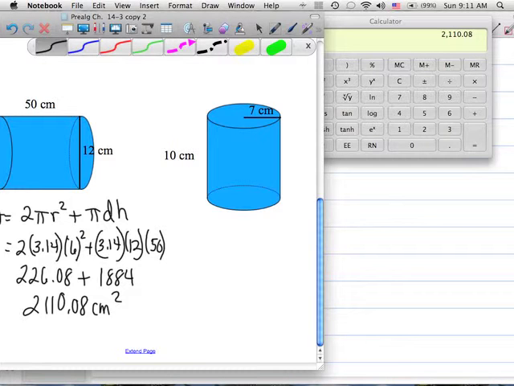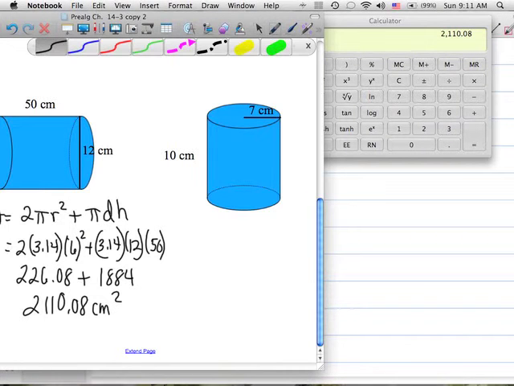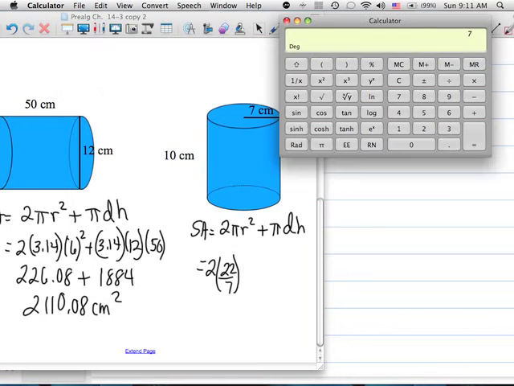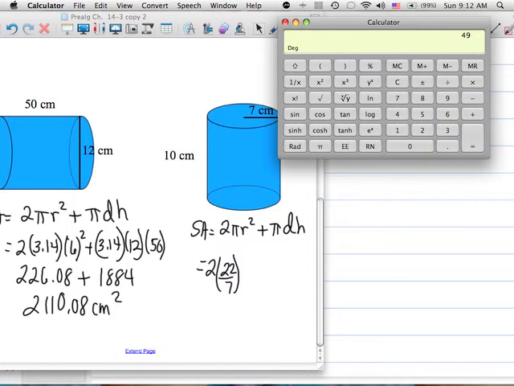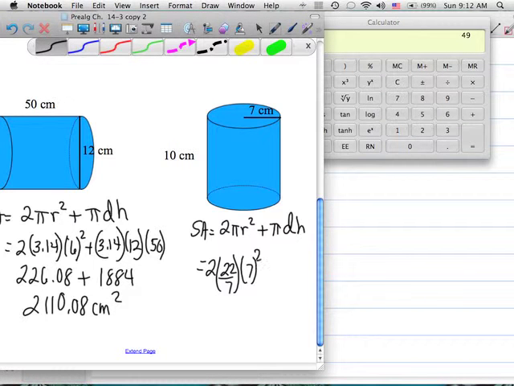Okay, the second one, 7 is definitely divisible by 7, so we're going to use 22/7 on this one. So our surface area is equal to 2 pi r squared plus pi times the diameter times the height. So 2, replace pi with 22/7. Radius is 7 squared. Remember, that is 49, so we're going to use 49 for that. So that'll be 7 squared. Remember, you have to square first.